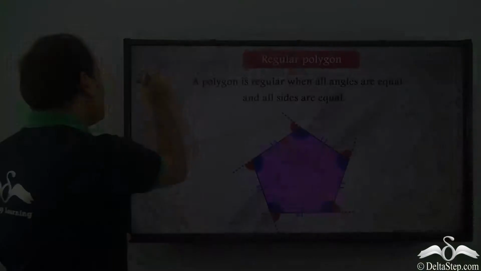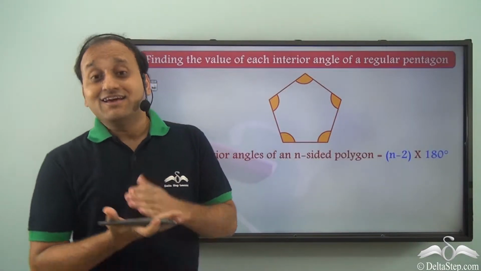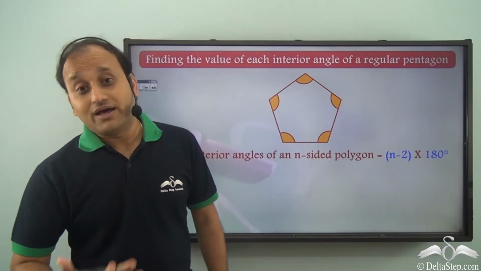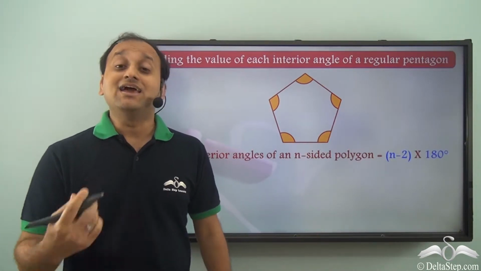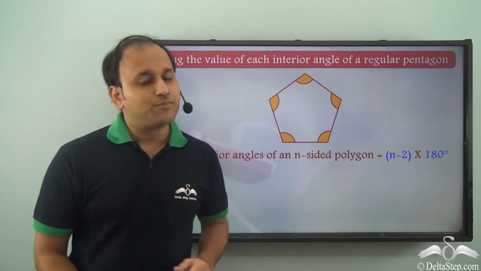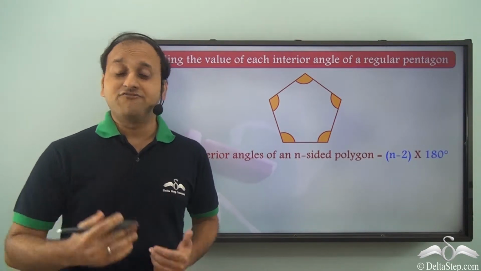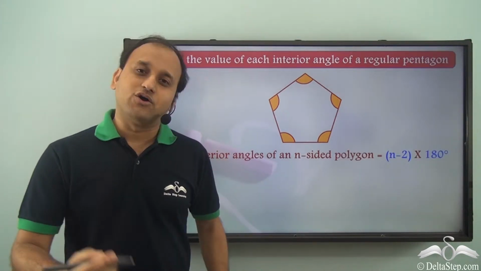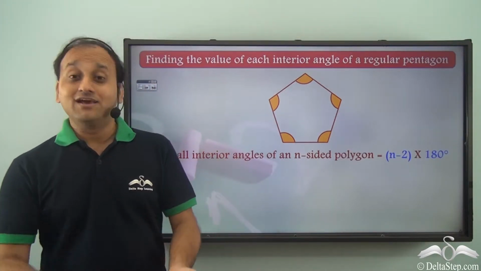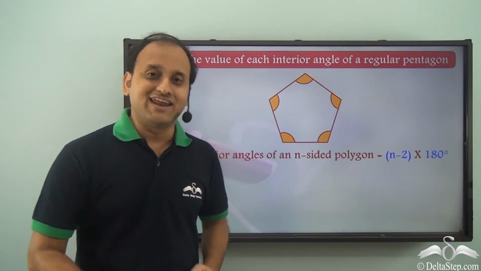Now, what if we need to find the interior angle of a regular polygon? Can we do that? Well, we can actually find the interior angle of any regular polygon by using a formula. So we do not need to measure the angle of any regular polygon. We can easily find the interior angle of any regular polygon.